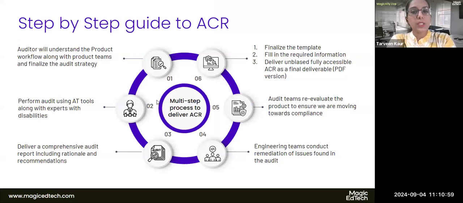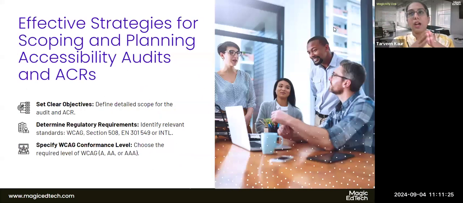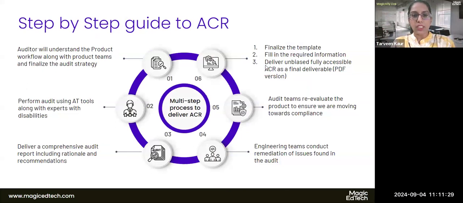Okay, moving on to the step-by-step guide towards ACR, how we start from a template and reach the final ACR. We'll start from step 1, as you see on the extreme top left corner. The auditor will understand the product workflow. First of all, we need to understand what we are testing. Are we testing the templates? Are we testing the product? Are we testing the user flows? Are we testing the videos? Whatever it is, we need to analyze what we are auditing.